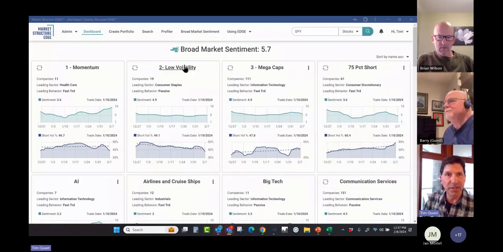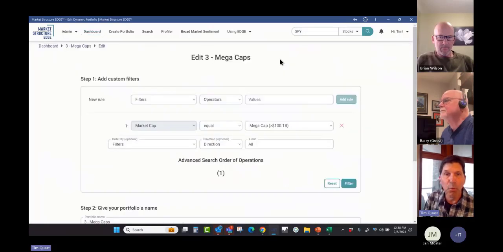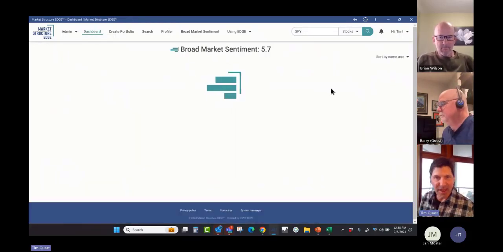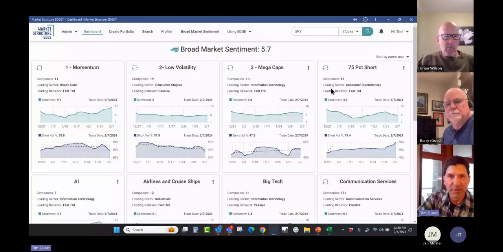I look at low volatility, how many are in it, what's leading it. Momentum, same thing, how many are in it, what's leading it. I like this one, which is not on the platform, but you can do it very easily. The criteria in here is just one criterion: market cap equal to mega cap. It's all, because I just want to see where the $35 trillion of assets that most of that passive money is concentrated in goes, and then big tech.